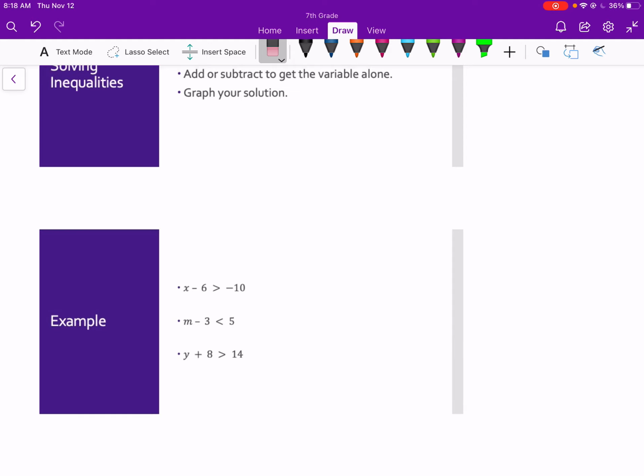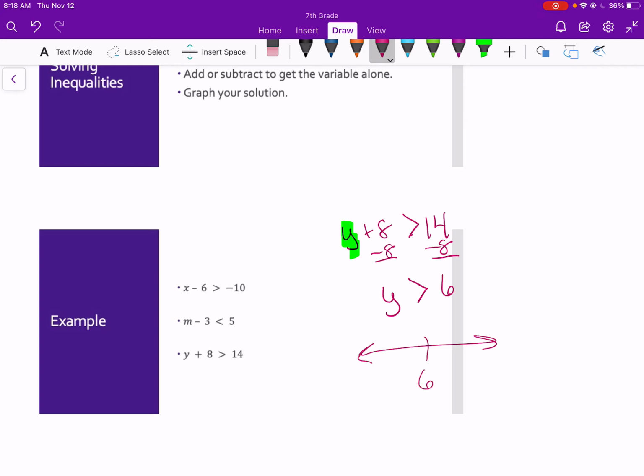Last example here, we have y plus 8 is greater than 14. I want to get y by itself. So the opposite of adding 8 is subtracting 8, so I'm going to subtract 8 from both sides to get y is greater than 6. And then I'm going to graph.